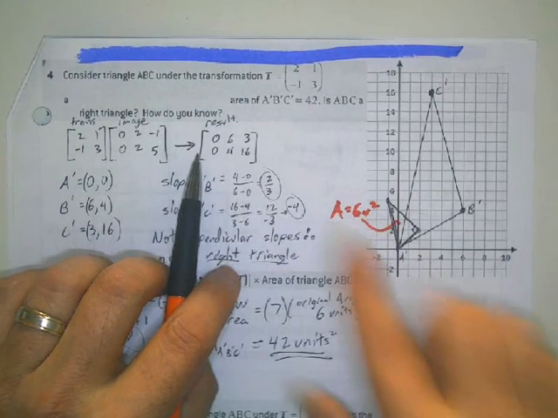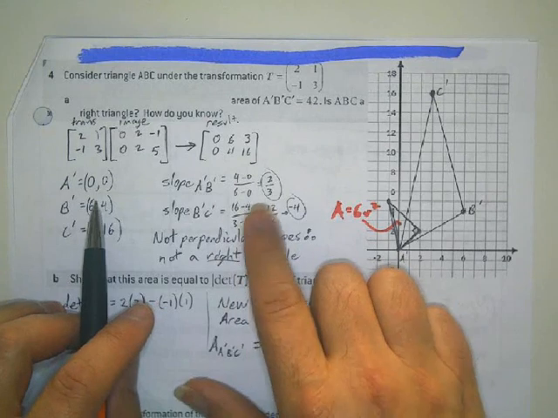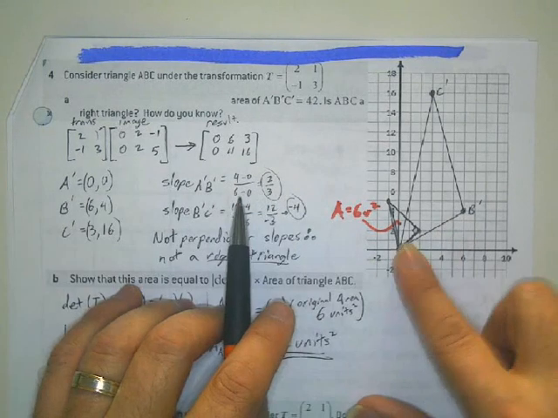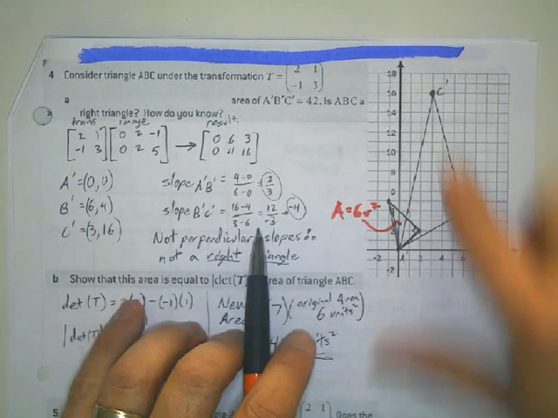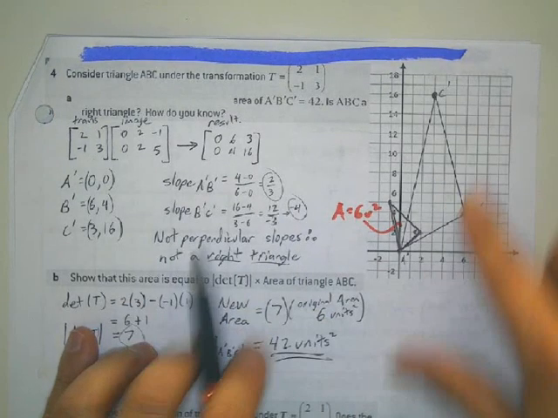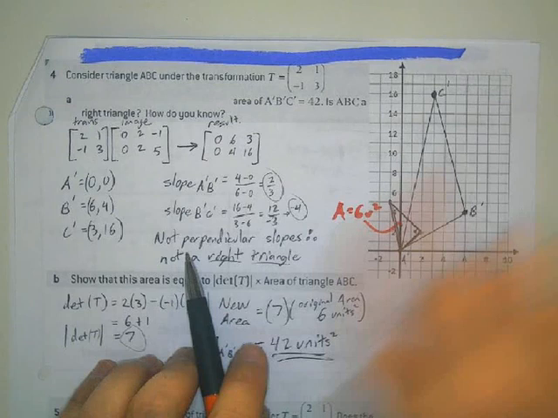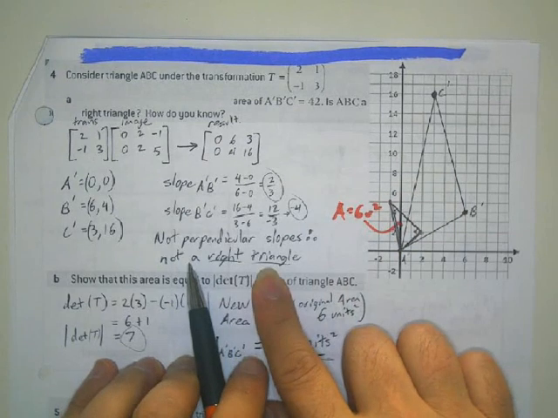Here, I plot the result image, and then I use the slope formula. I figure out the slope for this line here is 2/3. The slope of this line here is -4. This is not the opposite sign. Well, it is opposite sign, but this is not the reciprocal. So therefore, these are not perpendicular slopes. It is not a right triangle.